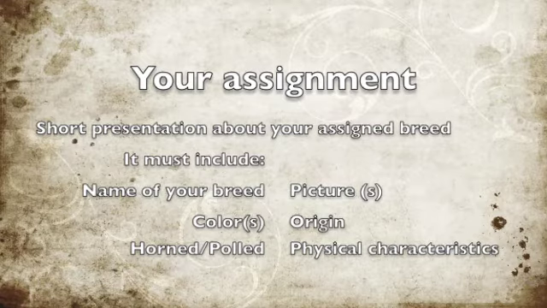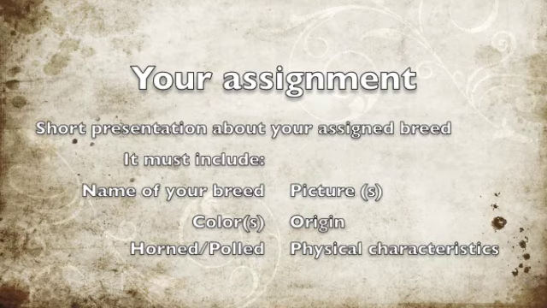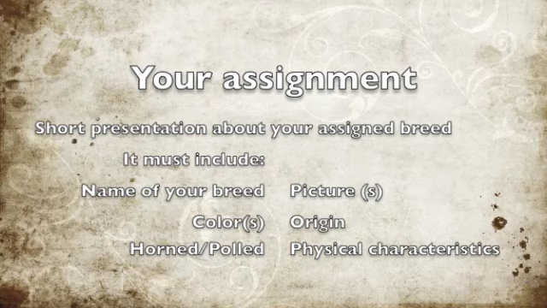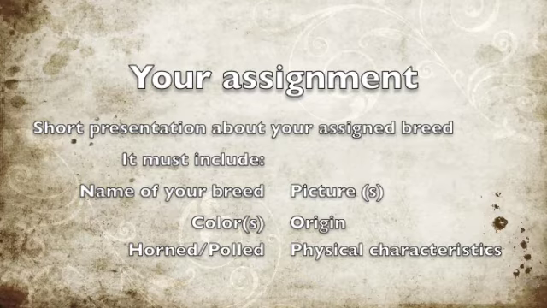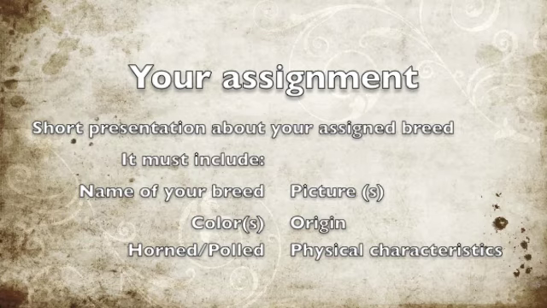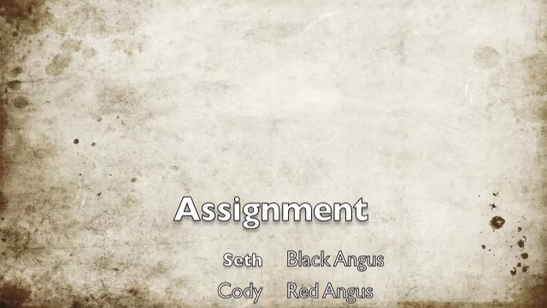The next thing you'll need is pictures. Definitely, especially if your breed has some variation in the colors, you'll want more than one picture so we can get a good idea of the physical characteristics. Then list the colors, the origin of that breed, where it originated, what country, whether it's horned or polled, and then some other physical characteristics, such as these are really good mothers, or they're really heavy fronted, stuff like that.